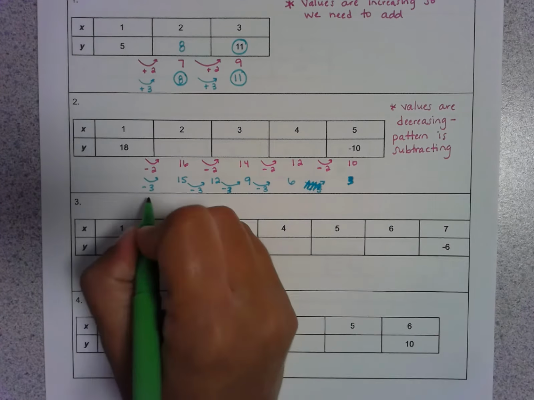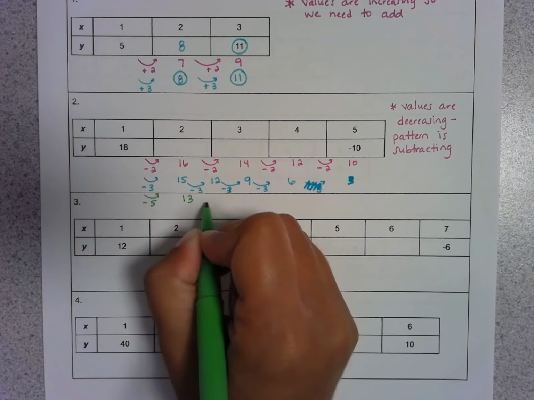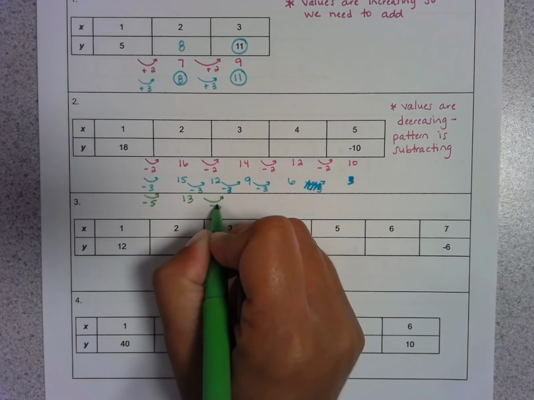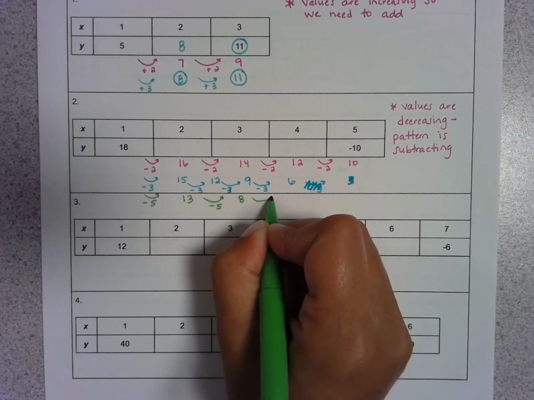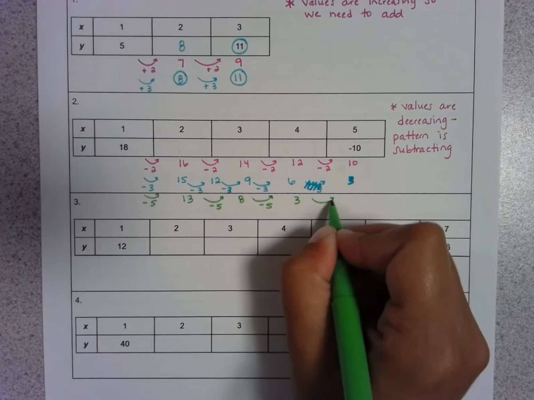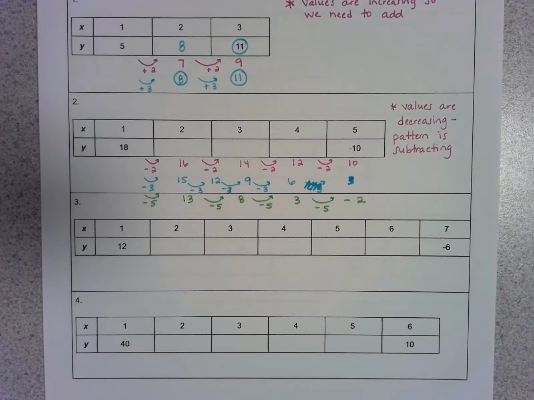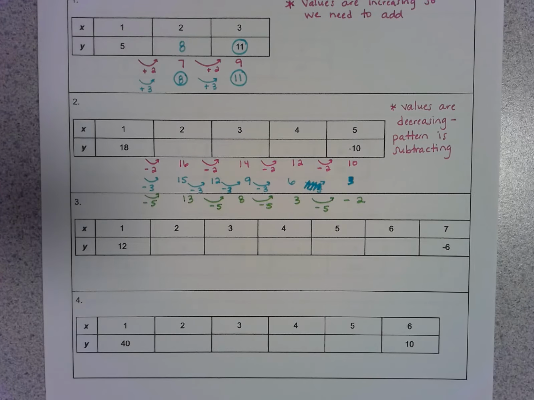So if I subtract 5, I get 13. If I subtract 5 again, I get 8. If I subtract 5 again, I get 3. And if I subtract 5 again, I get -2. We're getting closer. -2 is closer to -10.